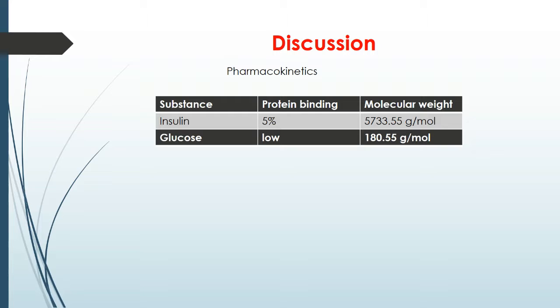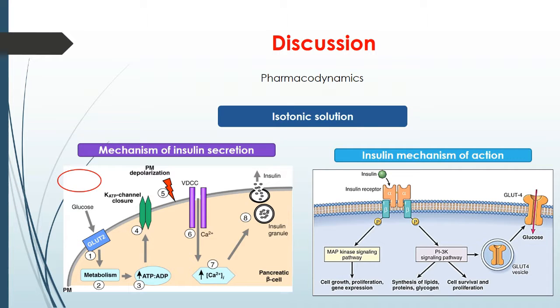The distribution is fast for the two substances. Insulin is secreted by beta cells in the pancreas. It is necessary that receptors, such as glucose transporter type 2, detect concentrations of glucose. If that happens, there will be glycolysis inside the cells, which will lead to the inactivation of ATP-dependent channels. Then there will be a depolarization and calcium will increase inside the cell. As a result, insulin in vesicles will be secreted.